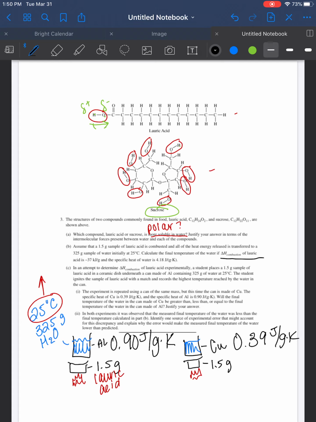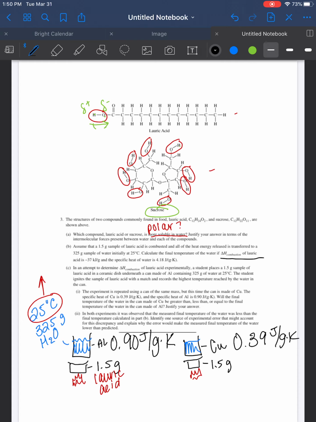So it's asking, will the final temperature of the water in the can made of copper be greater than, less than, or equal to the final temperature of the water in the can made of aluminum? Here they're testing your knowledge of whether you understand what specific heat is measuring. Specific heat is the amount of energy required to increase the temperature of 1 gram of a substance by 1 degree Celsius.